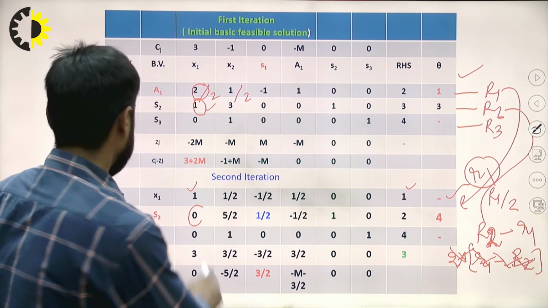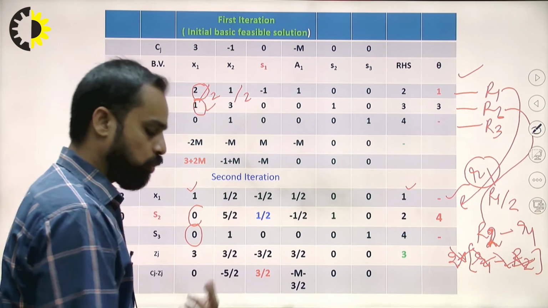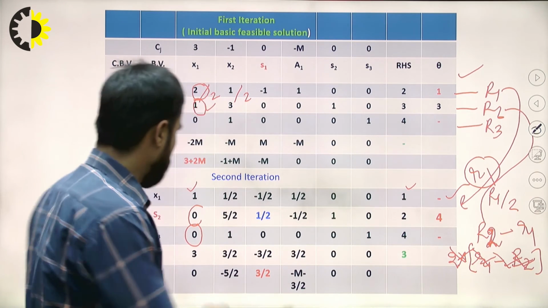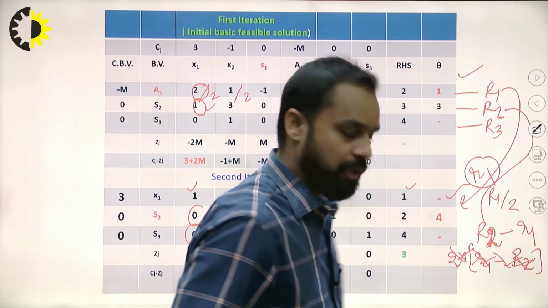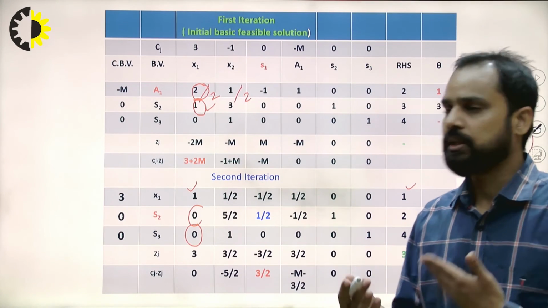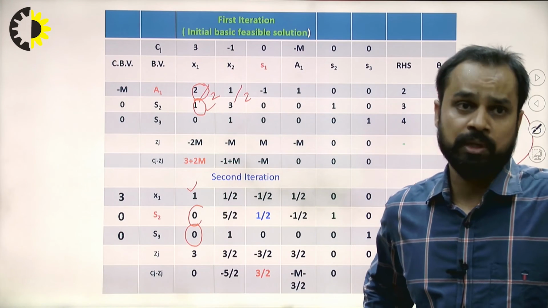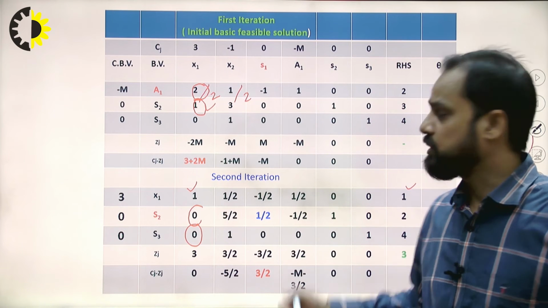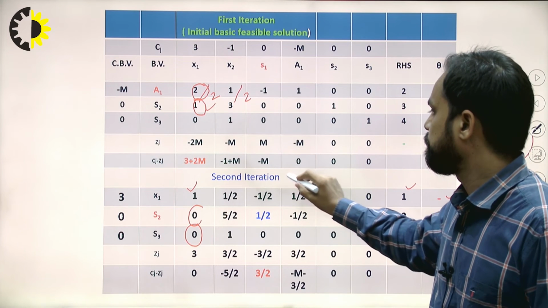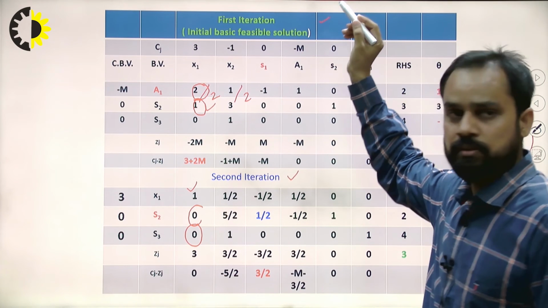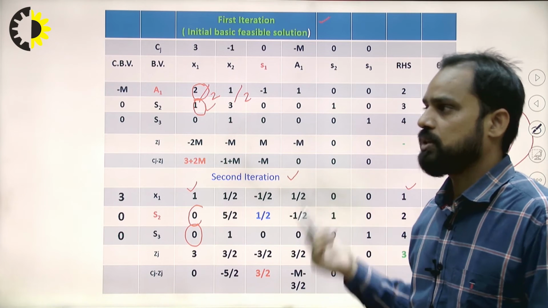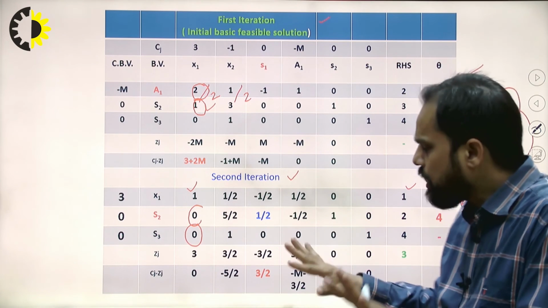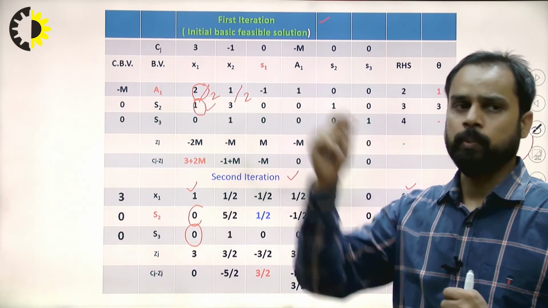And this element is already 0. No need to make it 0. It is already there. So we have to write this equation again. And again we have to repeat the same procedure to find the next iteration. This is the first iteration to get the basic feasible solution. That is the iteration number 2. The same procedure we have to follow to get the optimal solution.